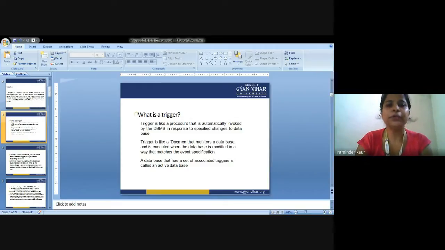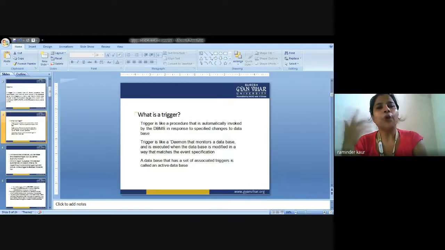Next I am going to discuss instead of trigger. So what is instead of trigger? Instead of triggers override the standard actions of the triggering statement. That is, they can be used to perform error or value checking on one or more columns, and they can perform additional actions before inserting, updating, or deleting the row or rows.